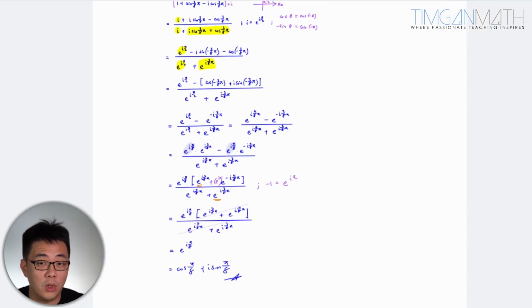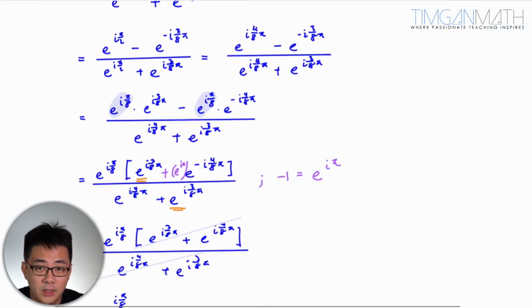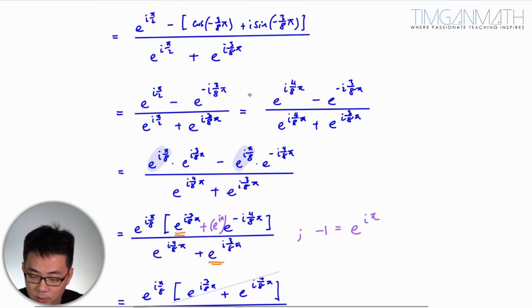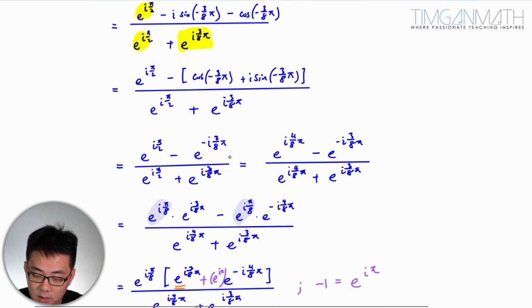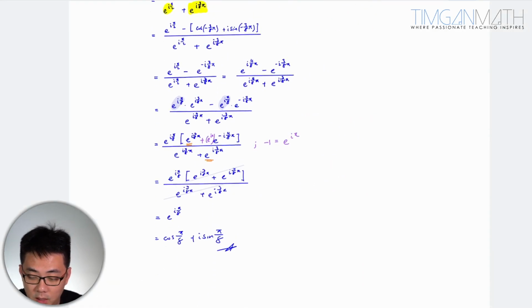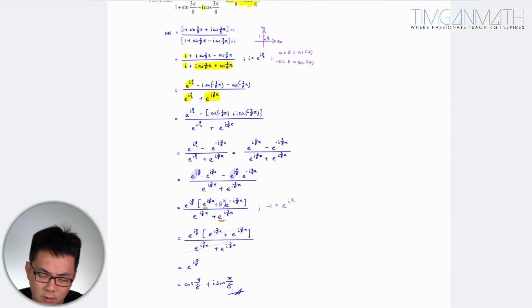Of course, this is not the only way to do it. The other way is you could also multiply top and bottom with e^(iπ/8) here, then you slowly manipulate it. But this is how I would think of doing it.